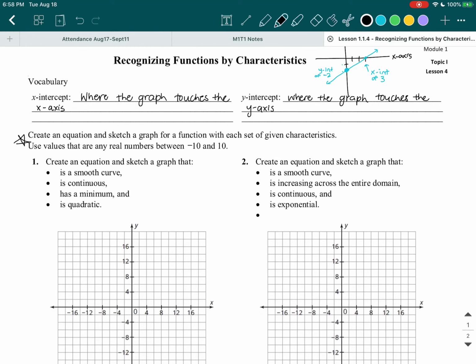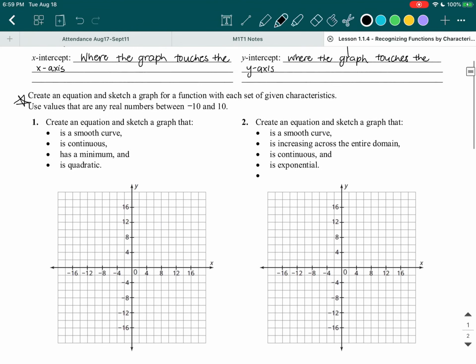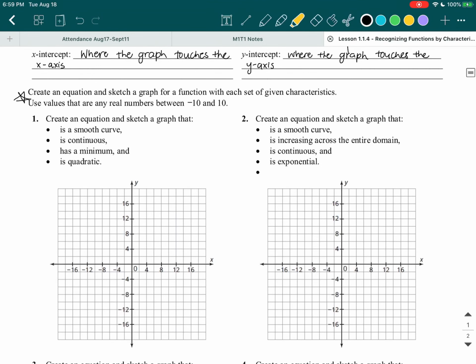for numbers 1 and 2. So we're going to create an equation and sketch a graph for a function with each set of given characteristics. Use values that are any real numbers between -10 and +10. So here's where you get to choose some numbers, okay? If it were me, I would first take a look to see what type of function it is. So for number 1, we're creating an equation and sketching a graph that is a smooth curve, is continuous, has a minimum, and is quadratic.